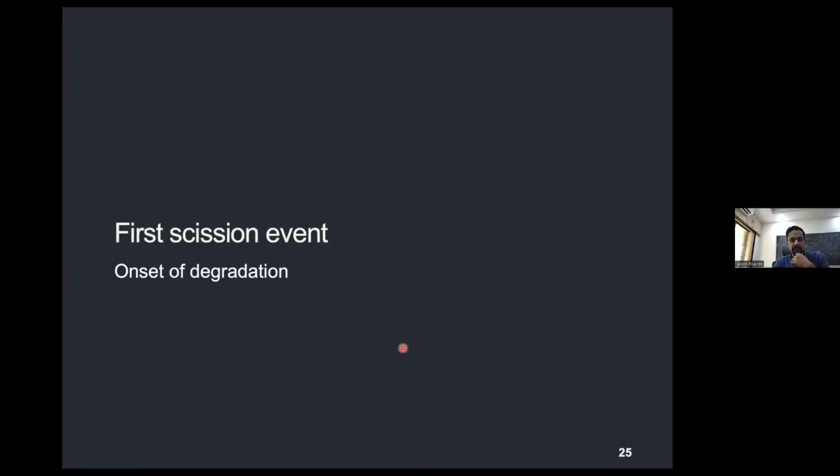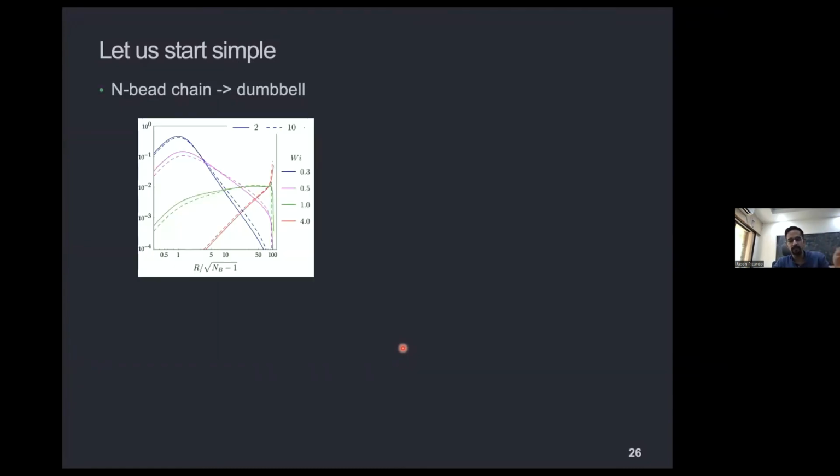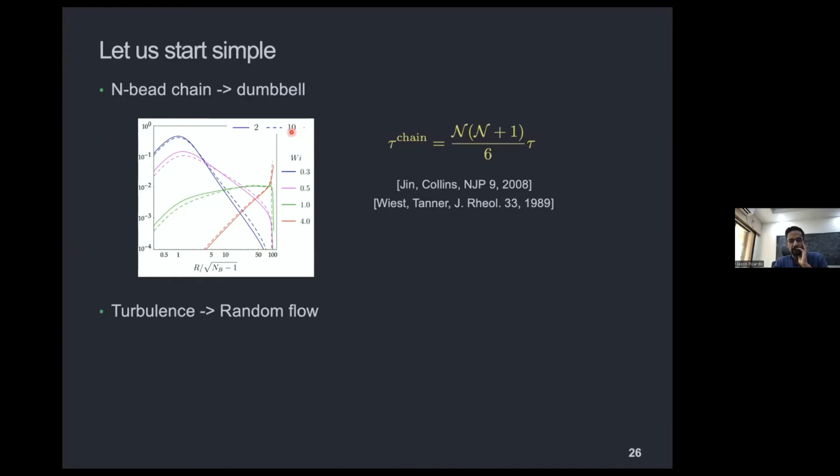All right, so let's start with the first scission event. And let's start with the simplest possible model. So instead of taking an N-bead chain, let's take a dumbbell. I already showed you that the dumbbell works quite well. I'm repeating that here. So the solid lines are the dumbbell, the dashed lines are 10-bead chains. And you can see the stationary PDFs of extension are quite close. There is a mapping that has been used. So the question is, if you have a 10-bead chain, how do you represent it as a dumbbell? So that was the mapping proposed by Jin and Collins. I'll talk about that a bit later, but there is a clear way of doing this.